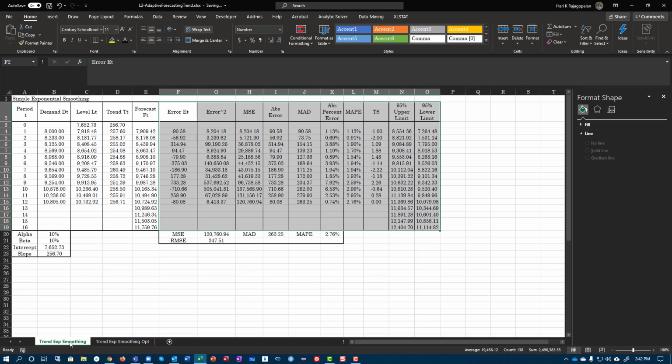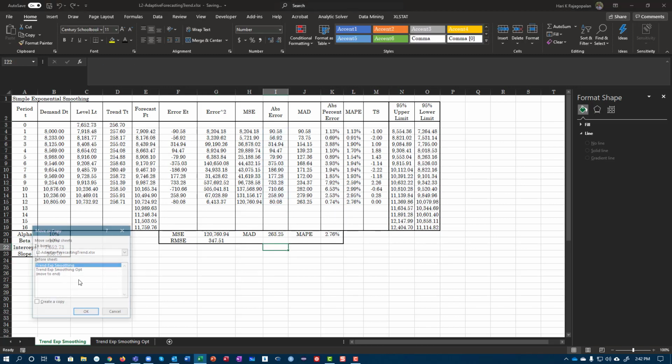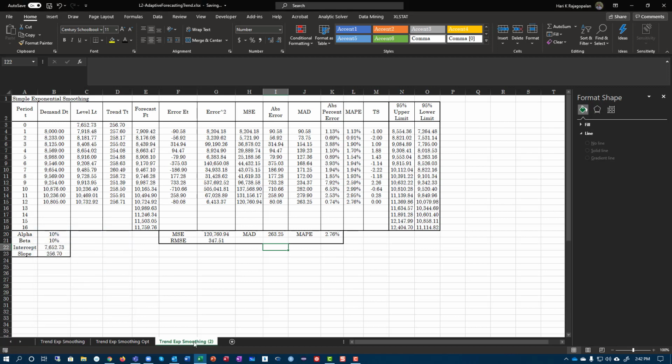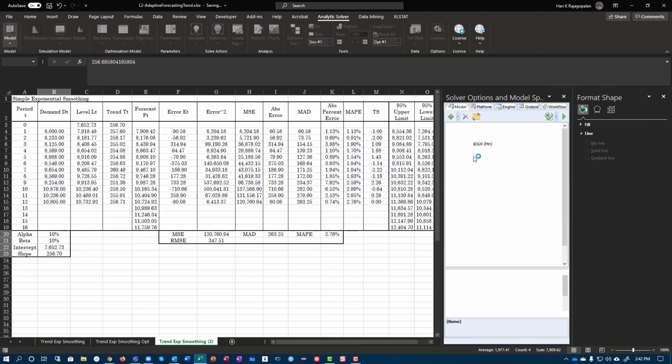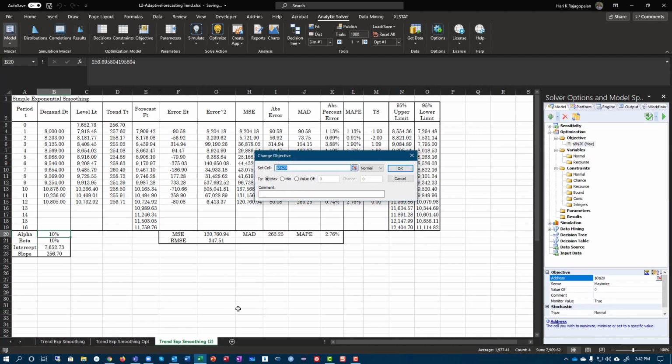Now we've got to do the optimization part. For you to optimize, of course, the first step is to create a copy, and make sure these values are all numbers, there are no formulas. And then you're going to take Analytics Solver and you are going to minimize your MAD. This is what you're going to minimize.